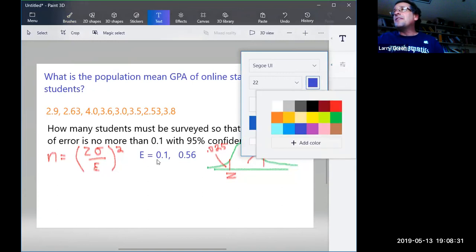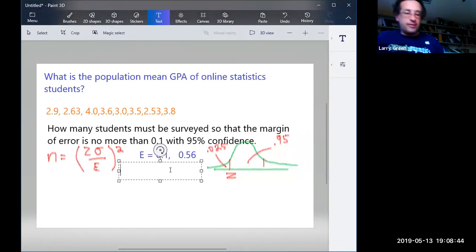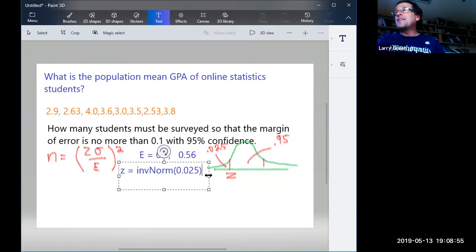So you're starting to see why we had to do all those other chapters, so that we can understand this stuff and make it work. So Z, in this case, is equal to the inv norm of 0.025. The older calculators, that's enough. With the newer calculators, you have to put comma 0, comma 1. Okay, or 0 for the mean, 1 for standard deviation.